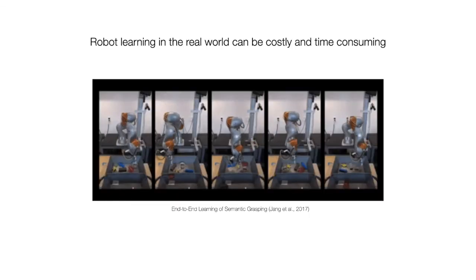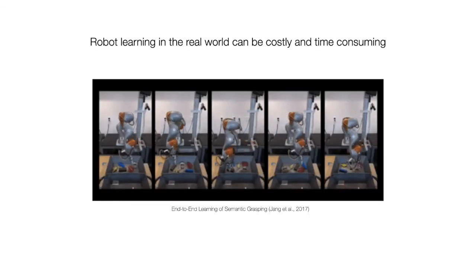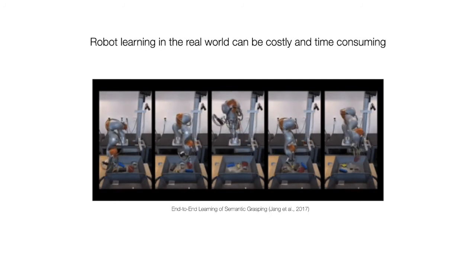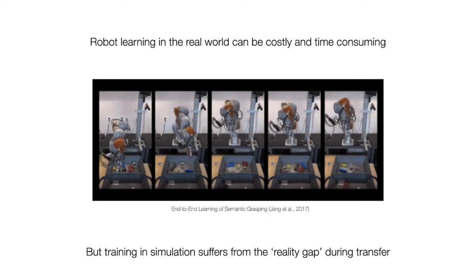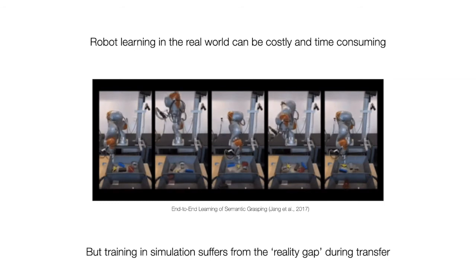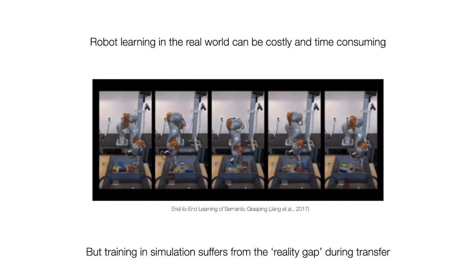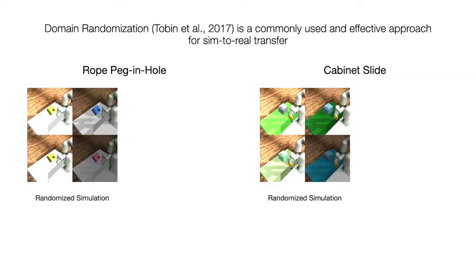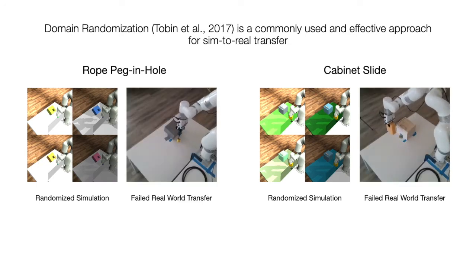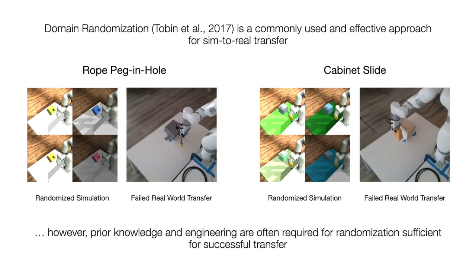In the real world, it is often costly and time-consuming to fully train robotic policies. While training in simulation is a solution, policies trained in sim often fail when transferred to the real world due to the reality gap. Domain randomization is a well-known approach to tackle this problem. However, it requires prior knowledge and engineering to determine just how much to randomize system parameters in order to learn a policy that is both robust to sim-to-real transfer while also not being too conservative.